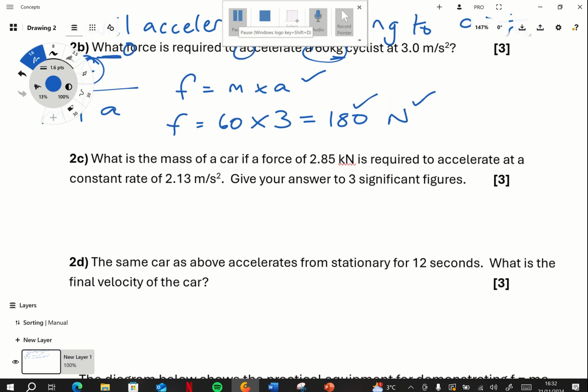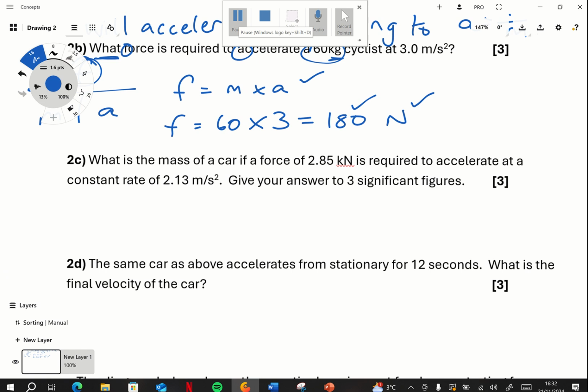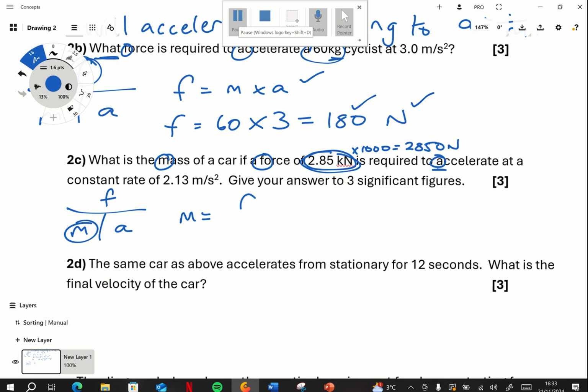Next one's some tricky ones now, so moving to higher demand, we can see we've got a unit change on this one. So we've got kilonewtons, so that's times 1,000, equals 2,850 newtons. And then we've got an acceleration there. So I've got a mass, I've got an acceleration, and it says that's the force. So my "fat auntie", it says what is the mass? So I'm after that. m equals F divided by a, mark.